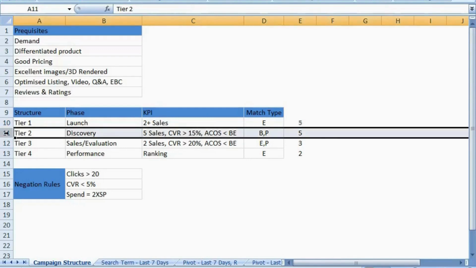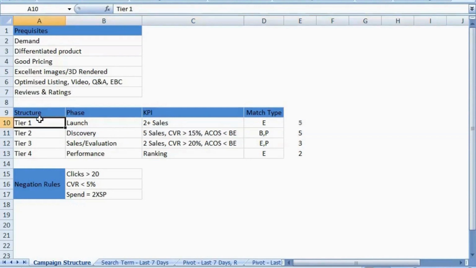So this is where we are entering tier 2. This is the flow: we moved from tier 1 to tier 2. Now understand, when we move a keyword, these are exact match campaigns, and here we are initiating broad and phrase match campaigns.